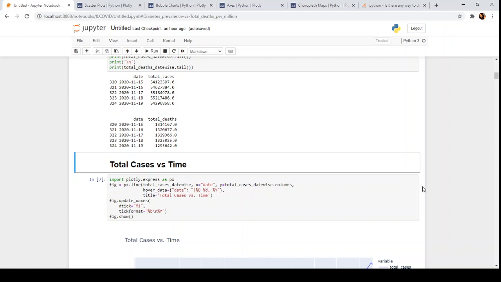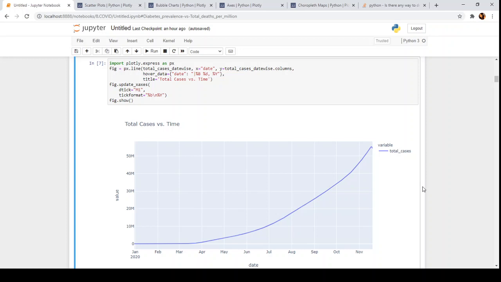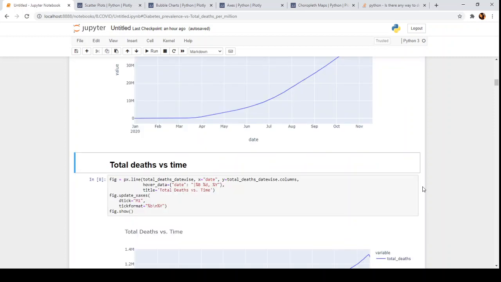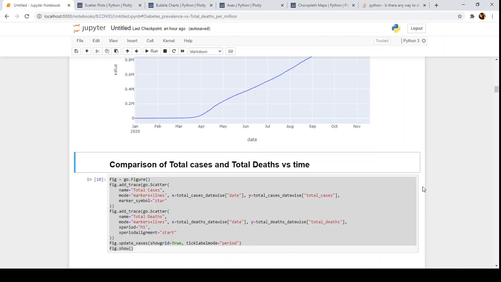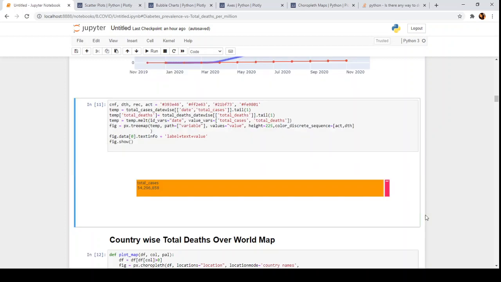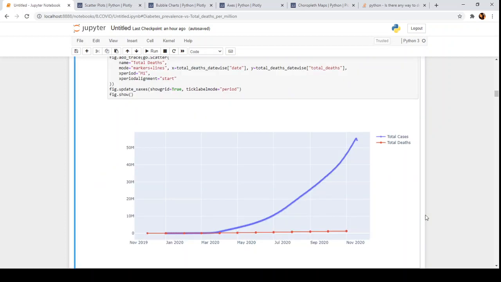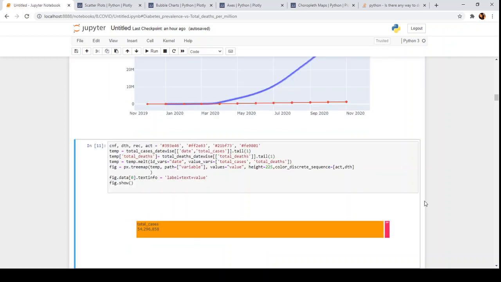So now we will plot the graphs. So first graph is total cases versus time. So you can see here worldwide over the globe how the graph has gone up, total cases with date. And now the second graph is total deaths versus time. Here you can see comparison of total cases and total deaths versus time. You can see here, total cases are increasing very rapidly, but total deaths are not increasing that rapidly. It means death rate is slow.